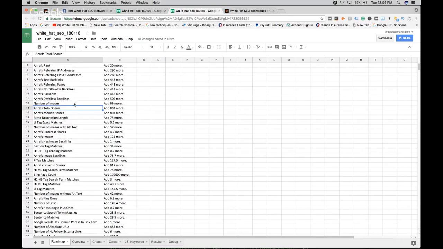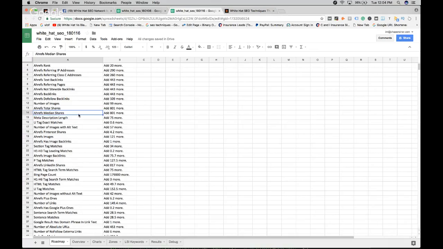The total shares is a social signal, so they're talking about total shares across social websites. Okay. So that's part of the social signal portion. This gets pulled from Ahrefs. Yeah, exactly. And then median shares, that just has to do with the site median. Yeah, it's the median share count.